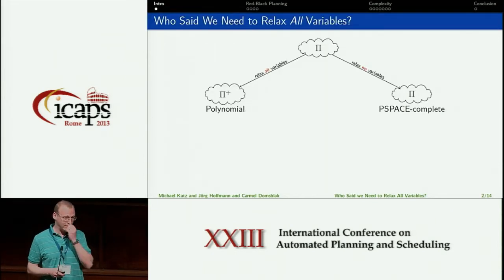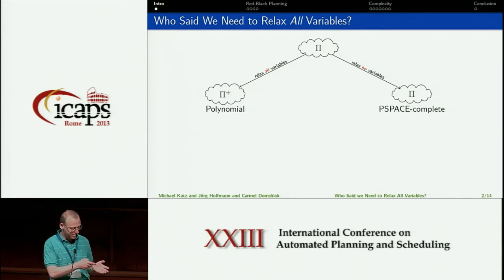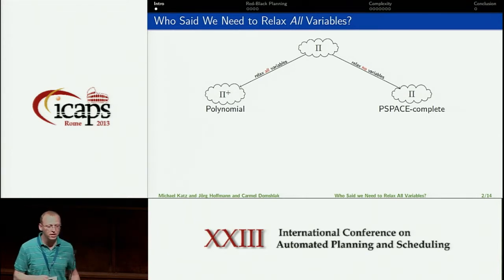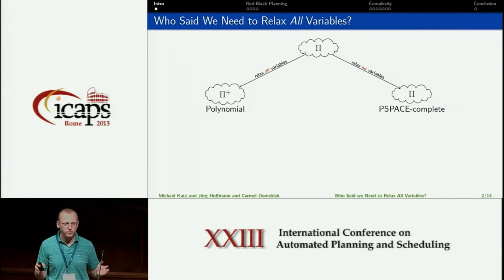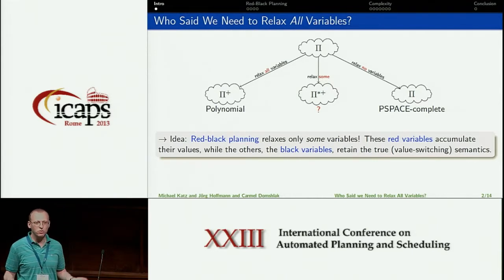So basically, we have our problem. We are talking about FDR problems here. When we don't relax anything, we have this PSPACE-complete complexity. When we relax everything, we have polynomial complexity, and there is a huge gap in between. And what happens if we relax only some of the variables? The approach that we would like to call red-black planning is about exactly that.